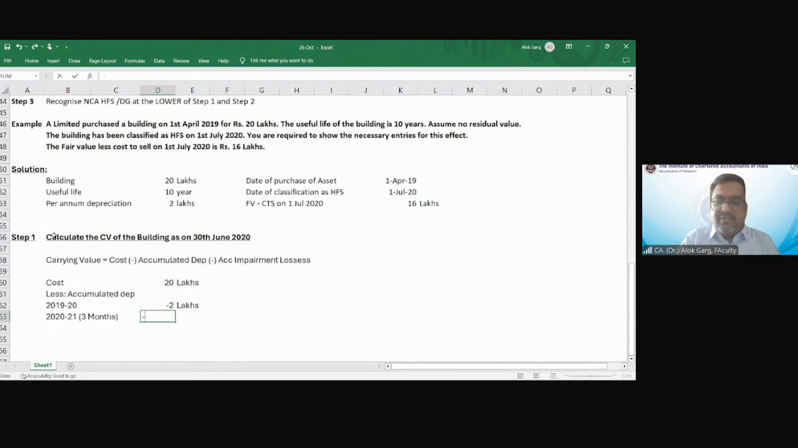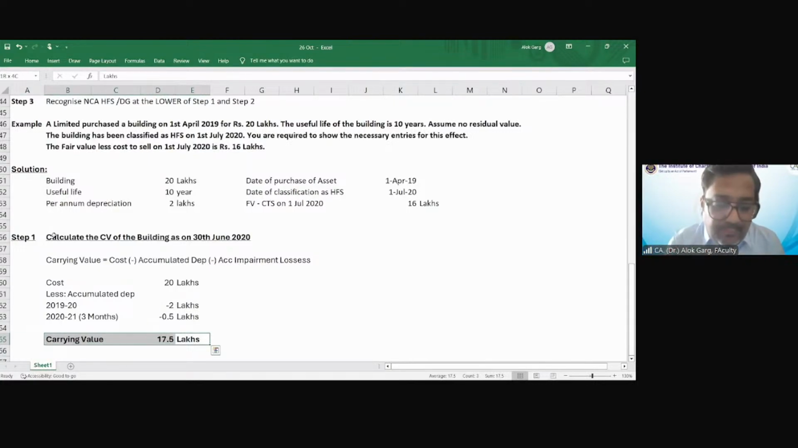Can I write minus 0.5 lakh? Yes, sir. So what is my carrying value? 17,50,000. 17.50 lakhs. Okay, this is my carrying value. Are you clear on step number 1? Everyone is clear on step number 1? Yes. Okay. What is my step 2?